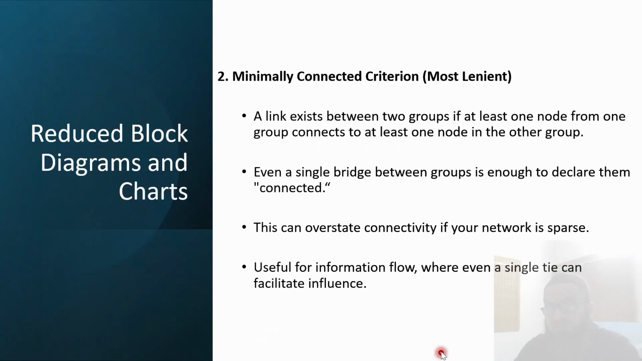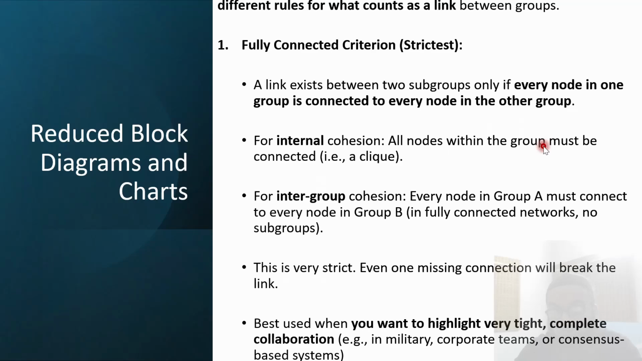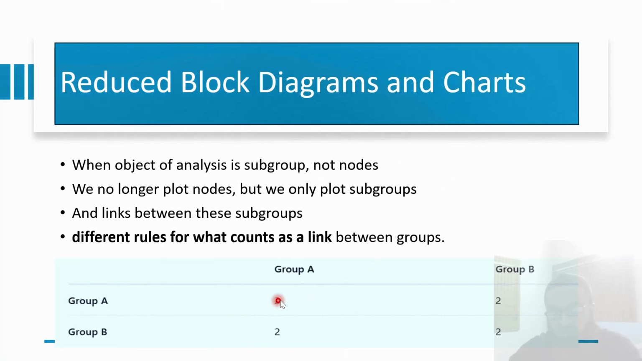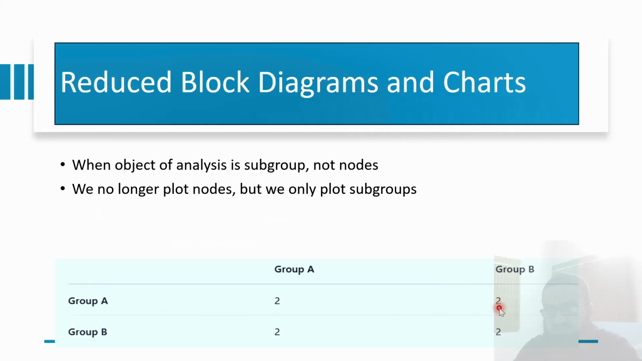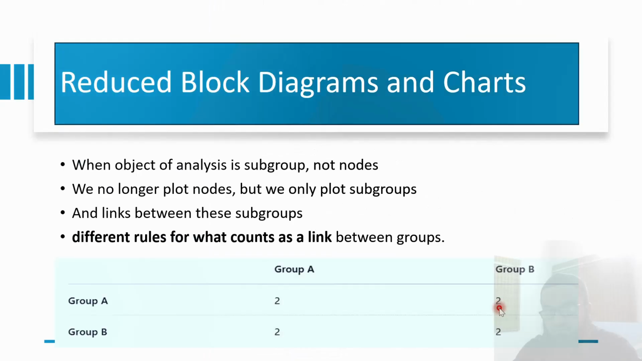Minimally connected criteria is the most lenient one. A link exists between two groups if at least one node from one group connects to at least one node in the other group, right? So this can be weighted as well. 2 means there are two nodes connected within group A, and there are two links between group A and group B. This can be binary as well. Binary means if any node in group A is connected to any node in group B, it will become 1. Otherwise it will become 0. And if we are showing the count of links, as shown over there as well, then this is a sort of weighted matrix.